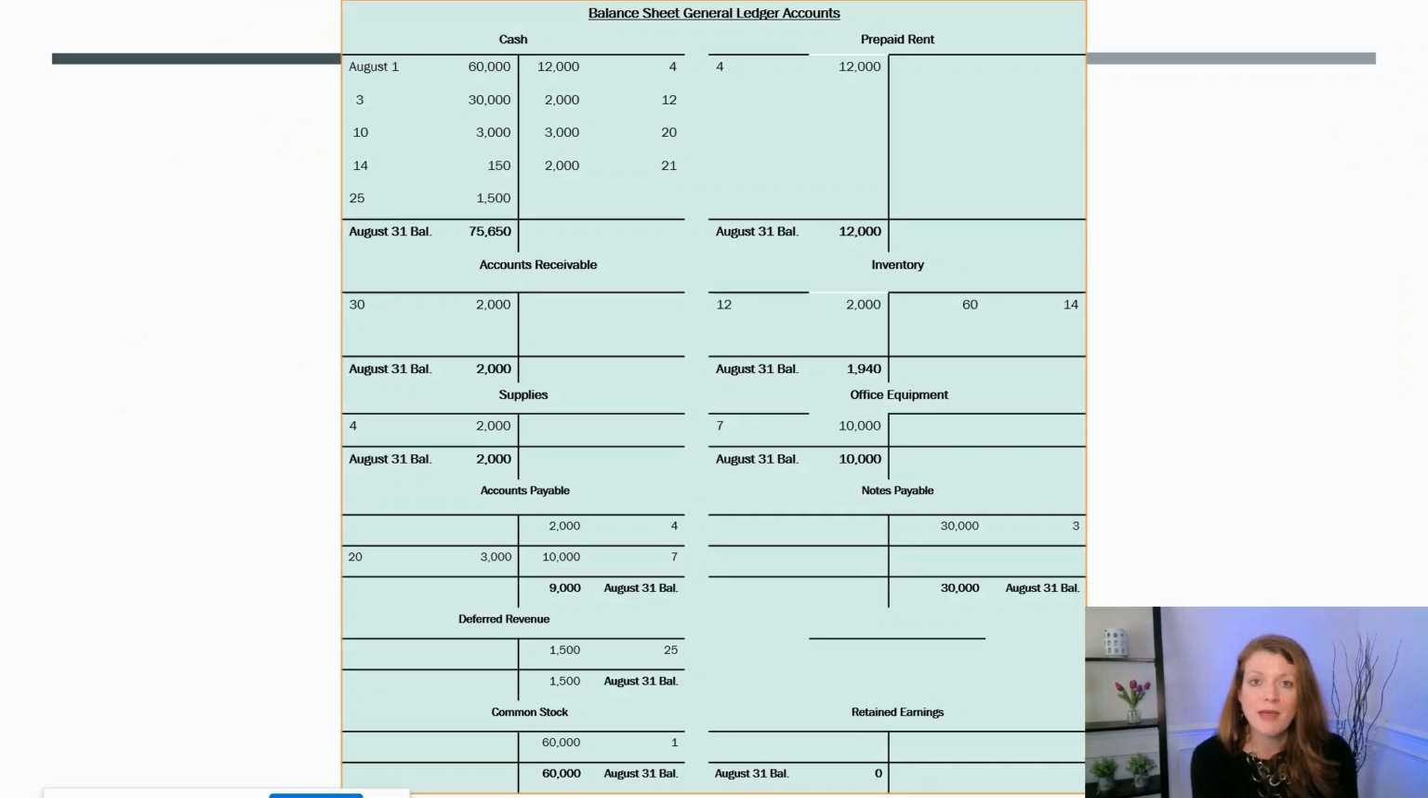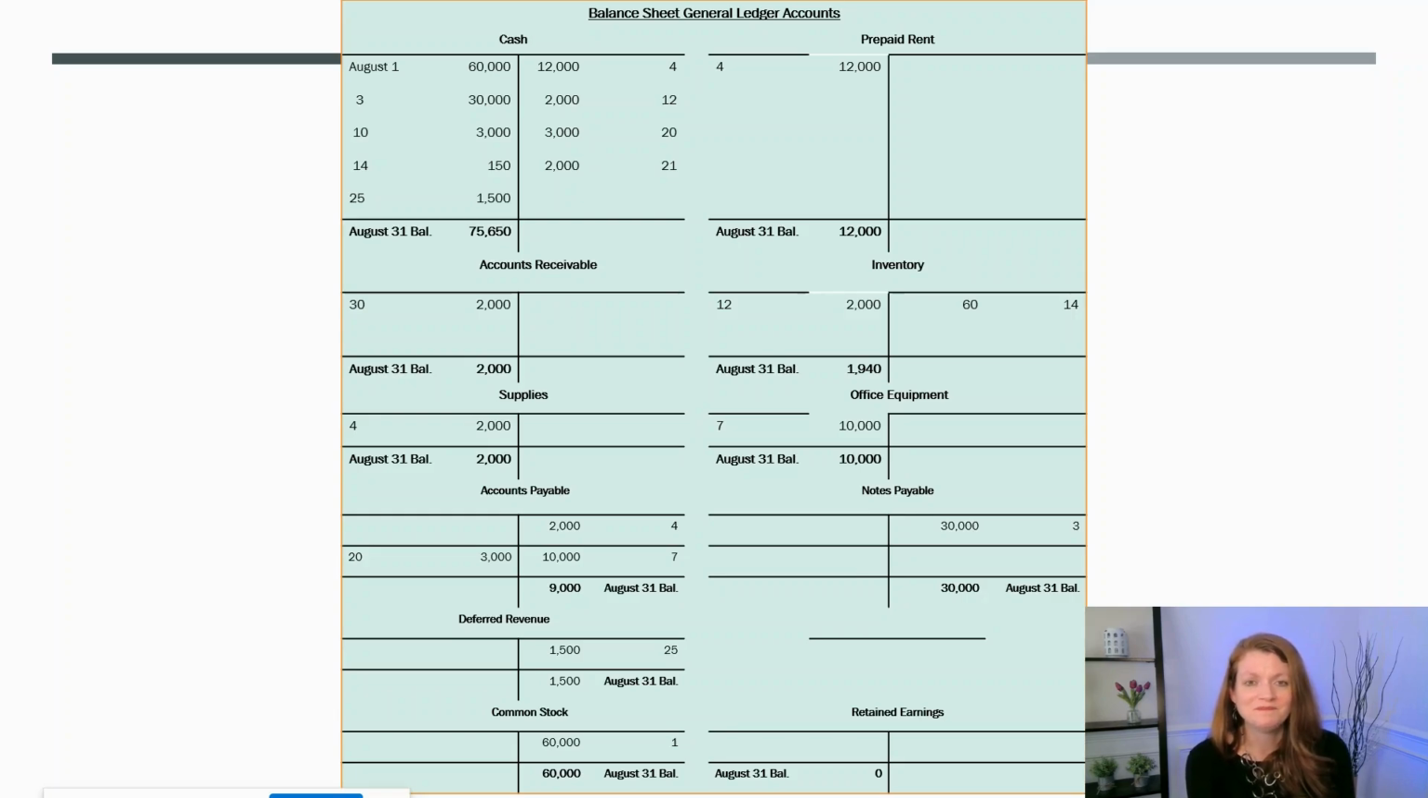So here is the general ledger account for the balance sheet. We've got our cash, all of those are the transactions, all the debits and the credits. So see, they're basically like T accounts. And then it has the running total. So at the end of August, we had $75,650 in a debit, which is a good thing. We want to have a debit in cash. If we had a credit, that means we have a negative balance.